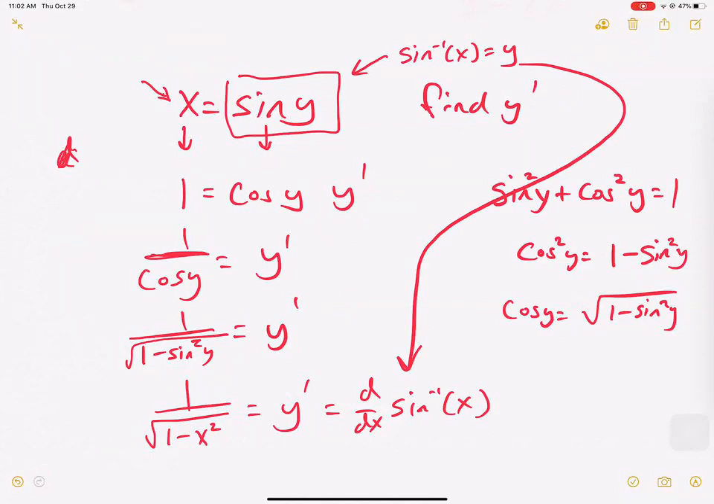Sorry, you guys are staring at this. And this is where we started off today on the idea of the derivative of inverse functions.